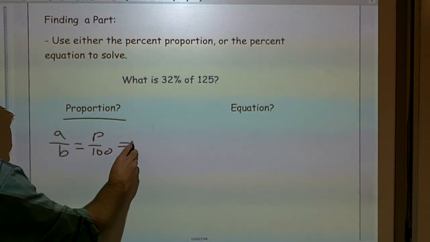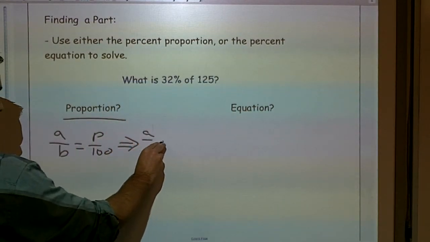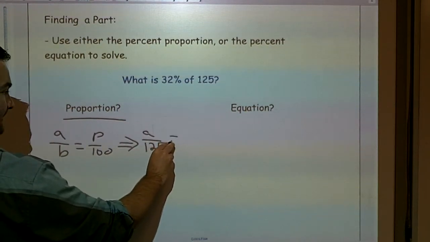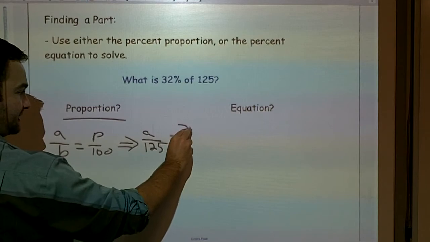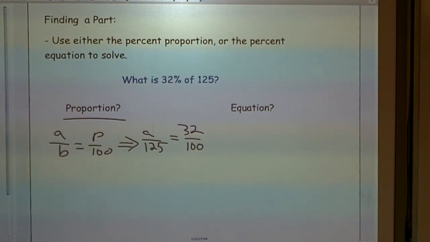And transfer that with our numbers here. We're looking for our A, or our part, over our whole of 125 is equal to p%, which is 32 over 100. Okay, so this would be the setup.